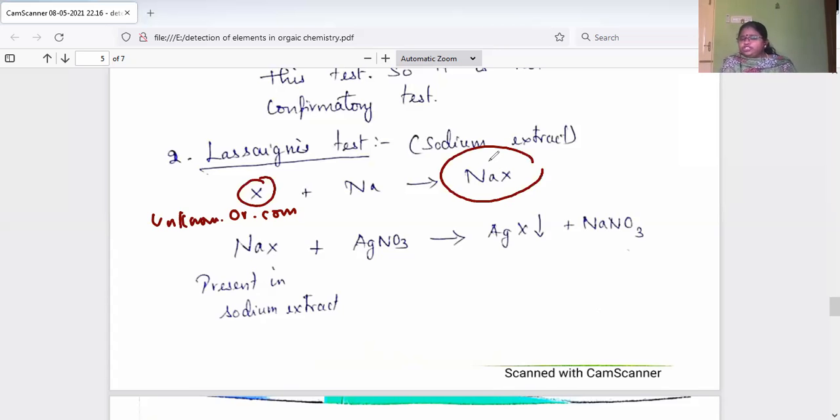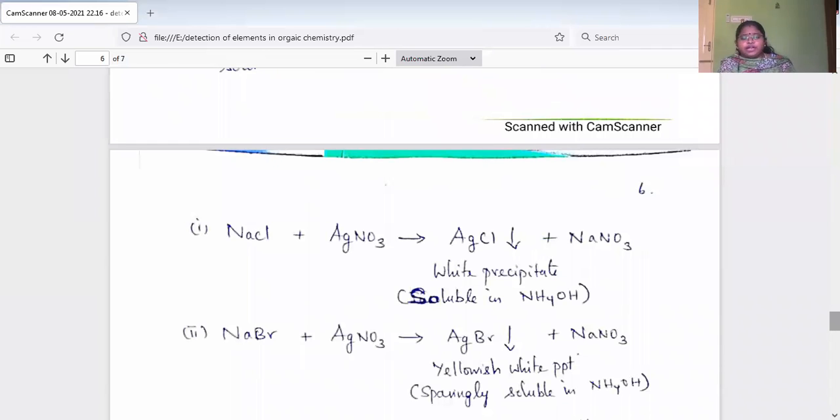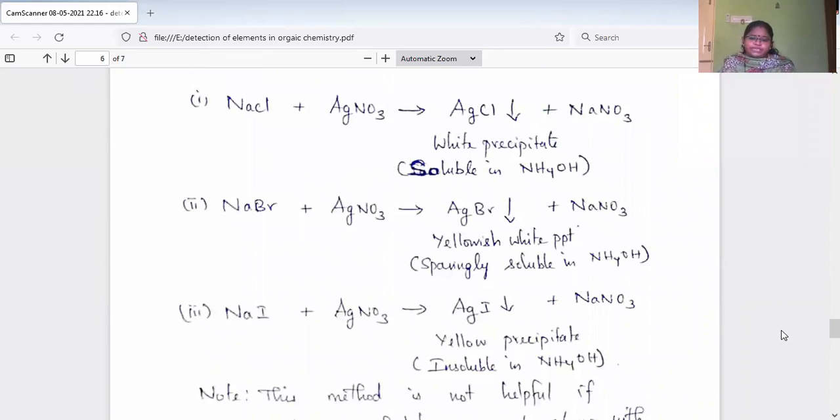So that's how you get this sodium extract. It can be NaCl, NaBr, NaI, anything. When that reacts with silver nitrate, again, silver nitrate is for the halogen test, you get silver chloride, silver bromide, or silver iodide. So that gives a precipitate. We know silver chloride gives a white precipitate. Silver bromide gives a cream or yellowish white precipitate, and silver iodide gives a yellow precipitate, right?